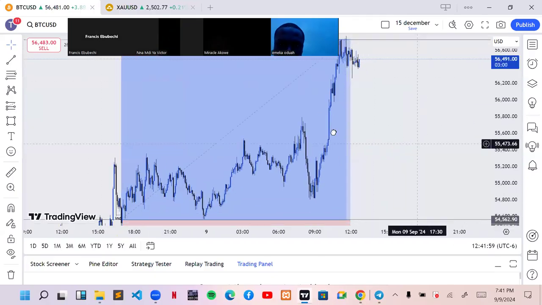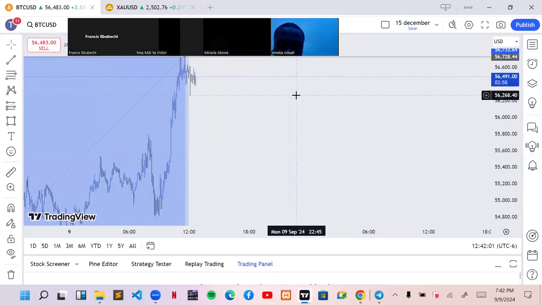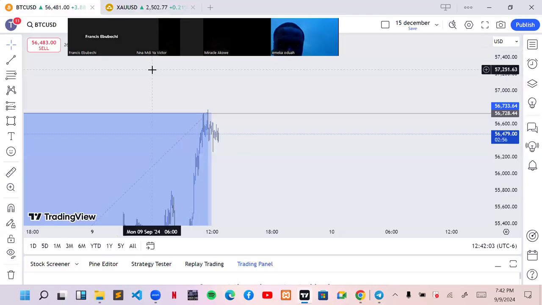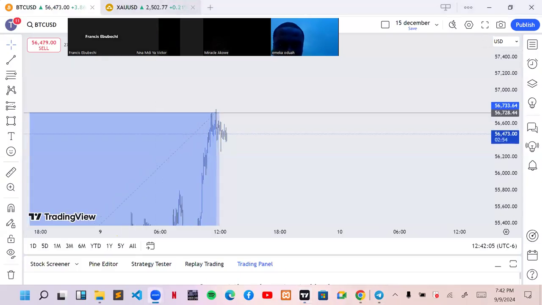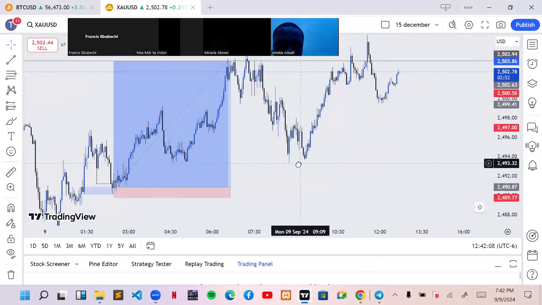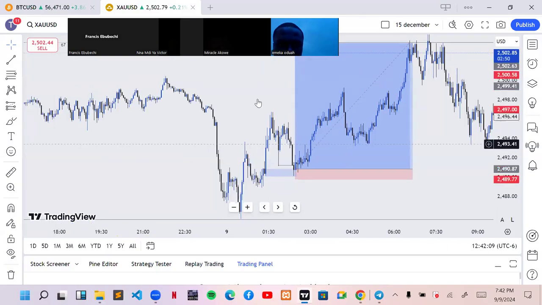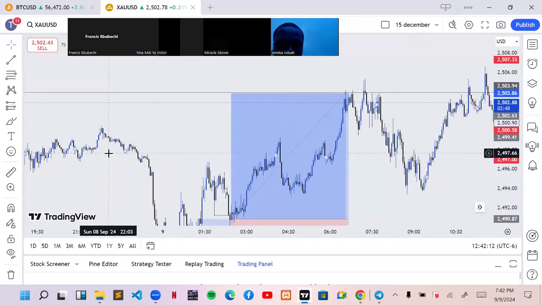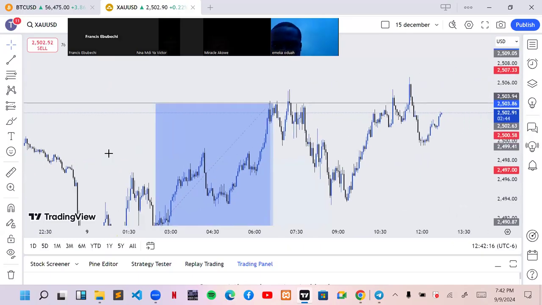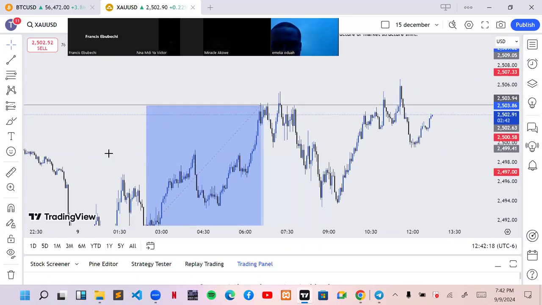So I've explained what an inducement is. That's basically the first pullback that market makes after a break of structure or after a market structure shift. That is what an inducement is. Now I'm not going into point of interest yet. For my point of interest, I make use of breaker blocks and other blocks. I will tell you what an other block is, and I will tell you what a breaker block is.